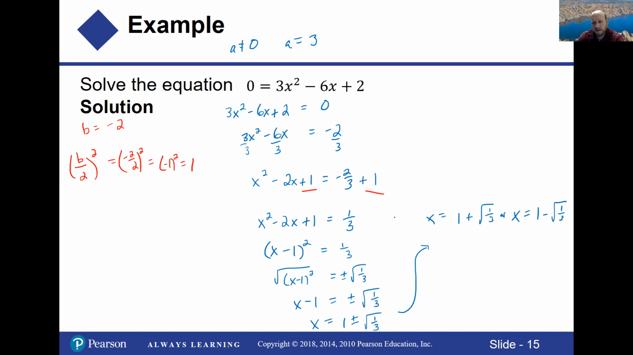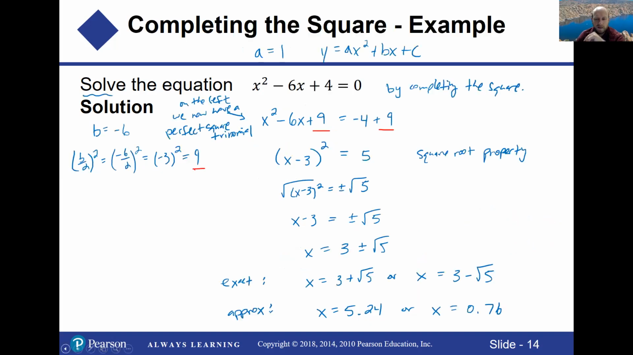Again, this is your exact answer. And your approximate answers would be x is about, again, we'll go to the nearest hundredth, 1.58, or x is equal to 0.42. Again, these have two real solutions. Okay, and that's where they would cross the x-axis.